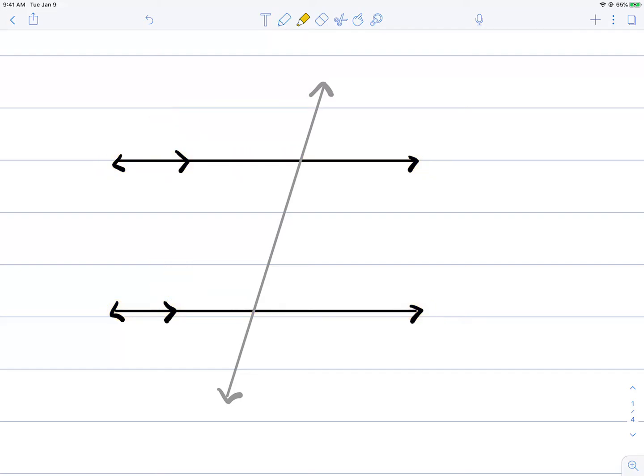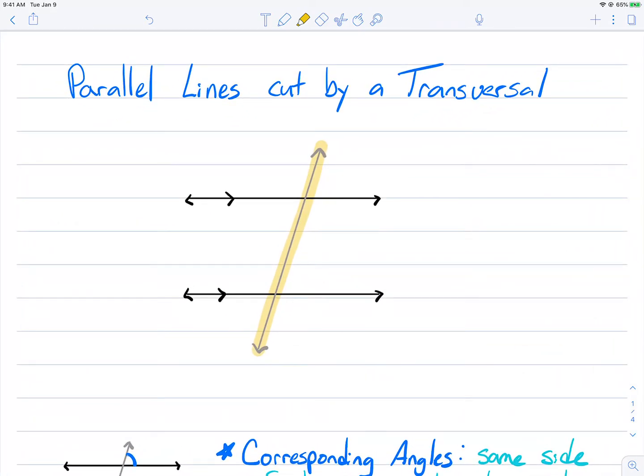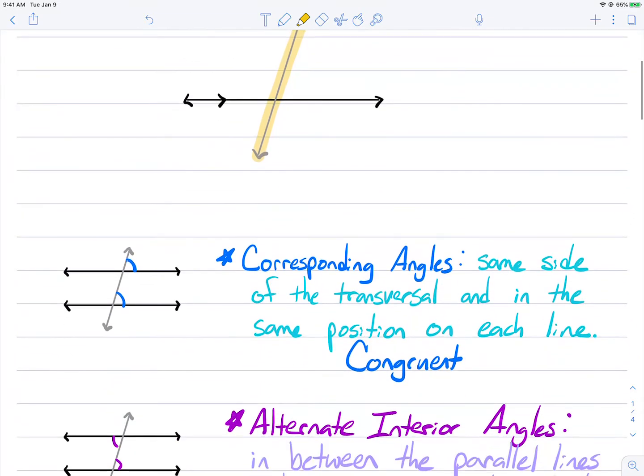And then this is the transversal. So if you were to say something like, I traversed the desert, that means that you walked across the desert. So a transversal, to traverse, goes across the two parallel lines. So it's basically a line that goes across the two parallel lines. That's all that it means. So this is parallel lines and a transversal, so a line that goes through it. Now, when you have parallel lines cut by a transversal, there's some very specific things that you come across.